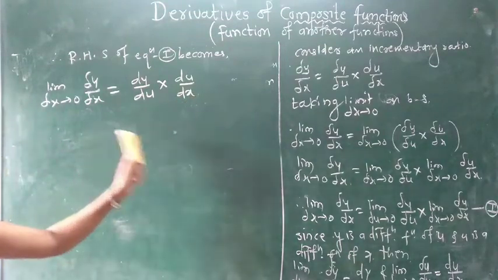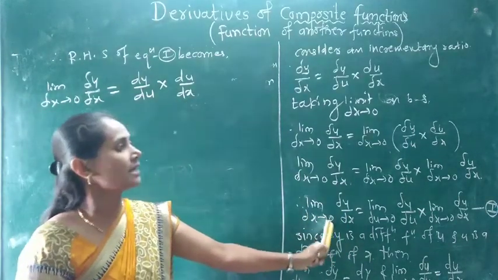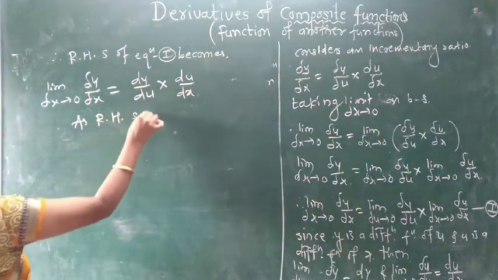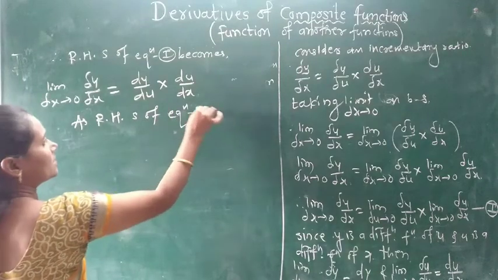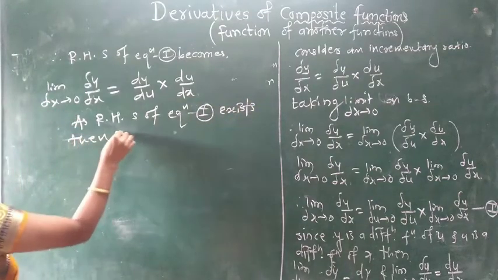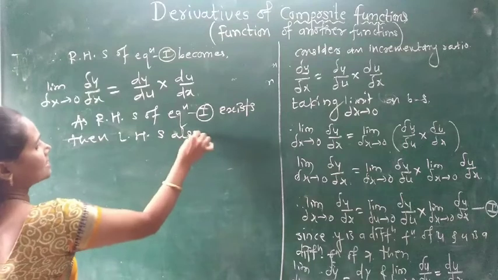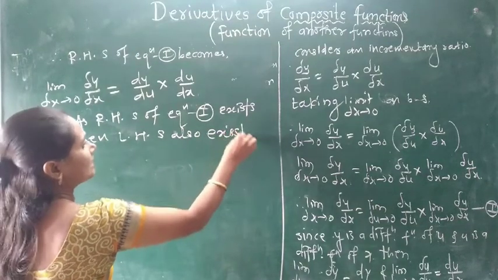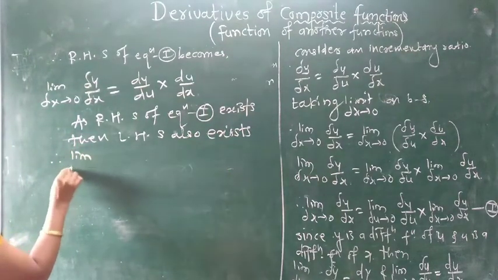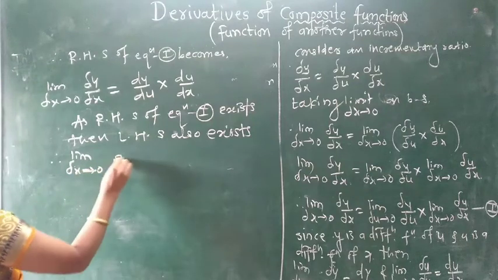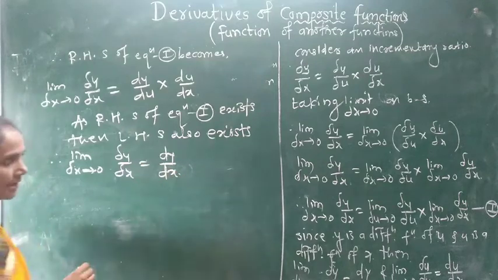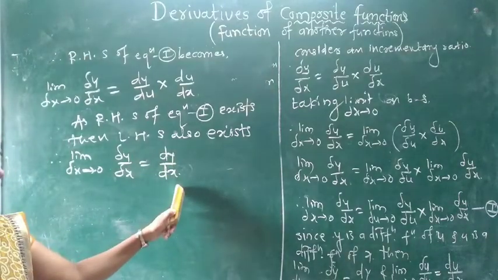Now as RHS of equation first exists, then LHS also exists, and which is finite also. Therefore limit delta x tends to 0 delta y upon delta x is equal to dy upon dx, that is y is a differentiable function of x.